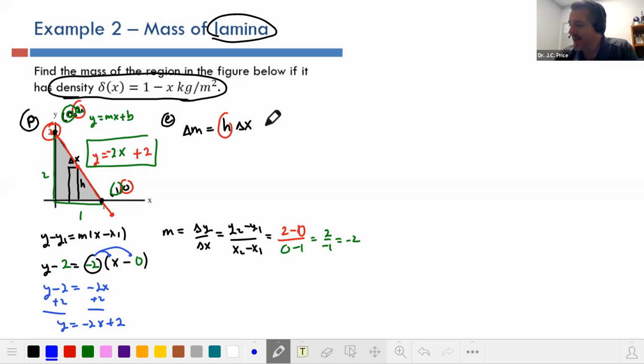So why did I do that? Because I'm looking for the height, and the height is just my y value here, which is -2x plus 2. So it's actually -2x plus 2. And then that's all times my delta x. And so now I can integrate this. So m is going to equal, I'm going to add up all these little masses. And so I get the integral with respect to x, I'm going to go from 0 to 1 right here. So 0 to 1 of -2x plus 2.